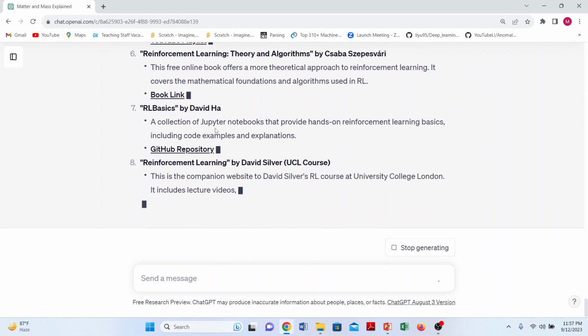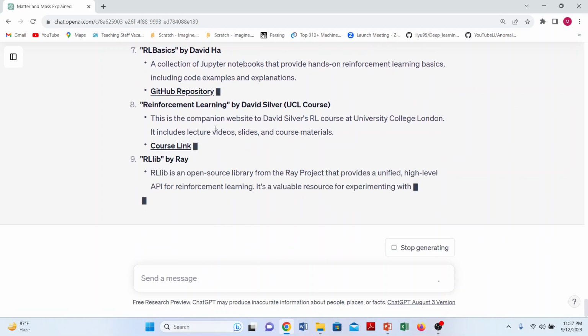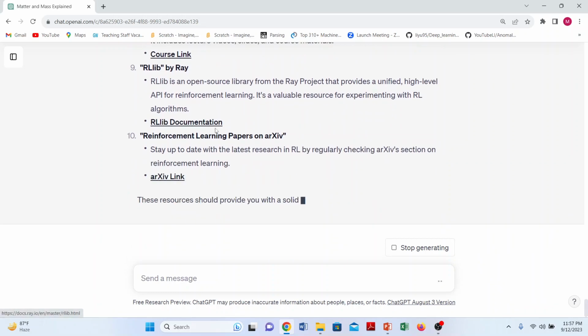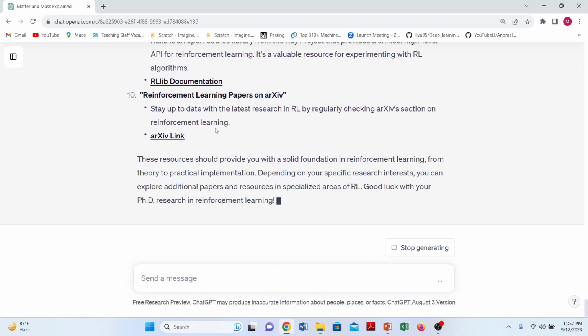So you can be specific in your prompt as well. For example, if you are looking only for books, you can mention that in the prompt. If you are only looking for Coursera courses, you can mention that. If you are looking for YouTube videos, you can mention that in your prompt. So it will be a more specific prompt then.